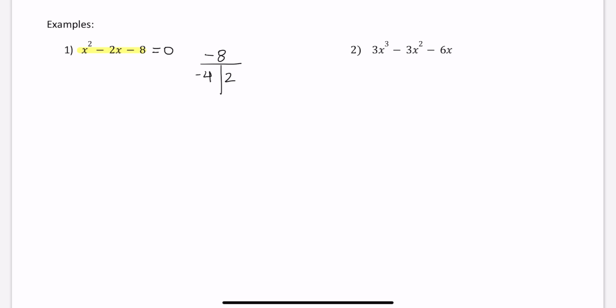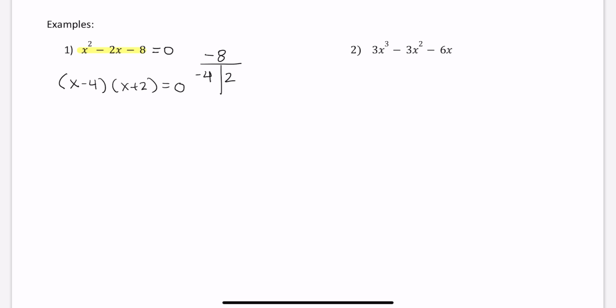And this is a shortcut method because my a value is 1. So I'm going to go ahead and just write that my factors are x minus 4 times x plus 2. And again, remember the trinomial just turned into these two binomials. So it's going to now equal 0. So from here, to actually solve, you're going to take each of these binomials, set them equal to 0, and solve for x twice.